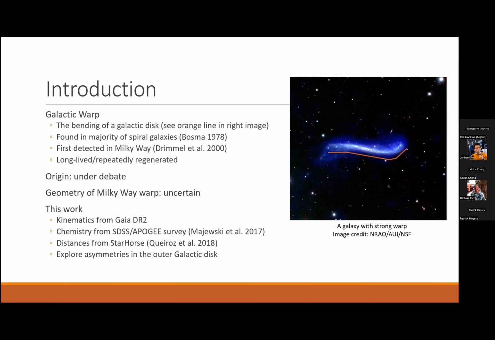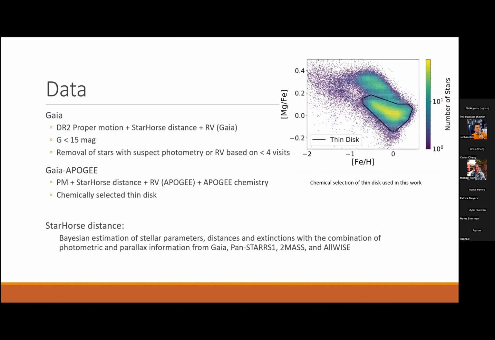This work was actually done in 2020, so we only had access to kinematics from Gaia Data Release 2, chemistry from APOGEE, and distances from StarHorse. I will introduce what StarHorse is later, and then we'll move on to explore asymmetries in the outer part of our galactic disk. So our data set consists of 2 samples.